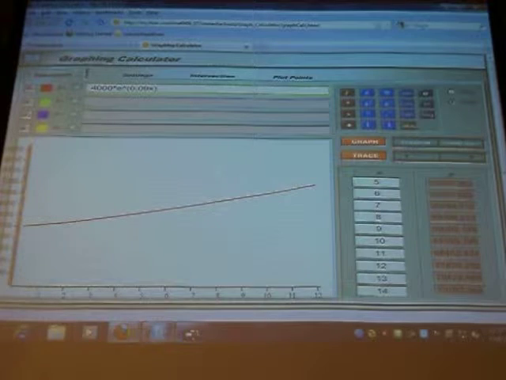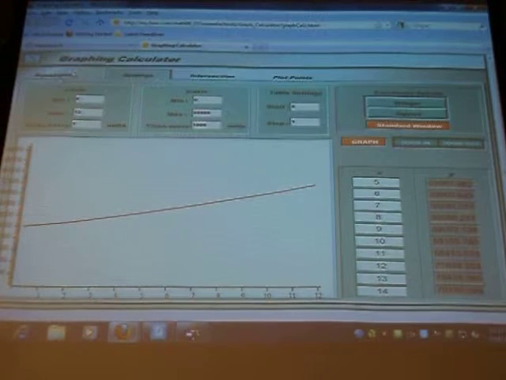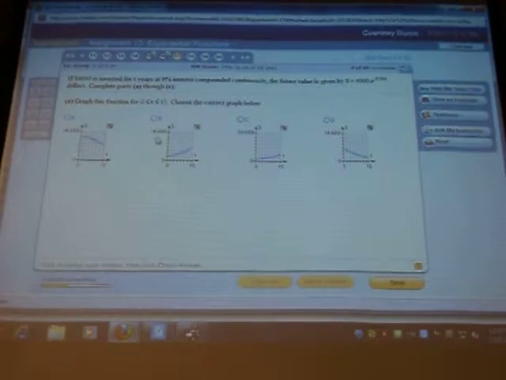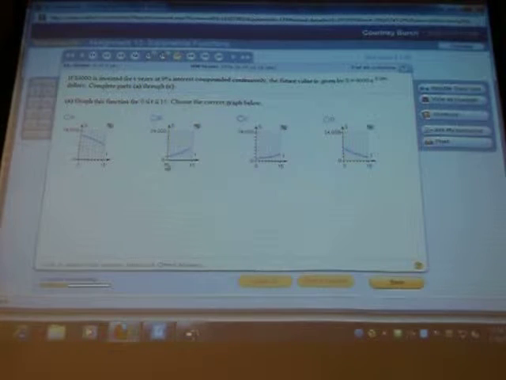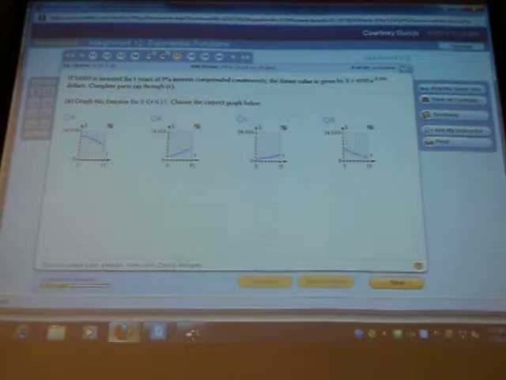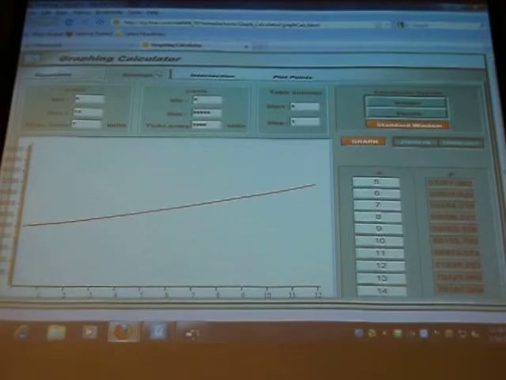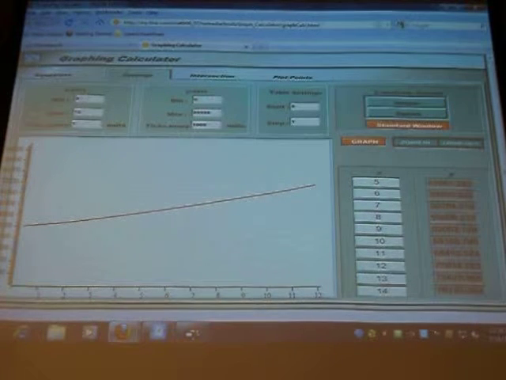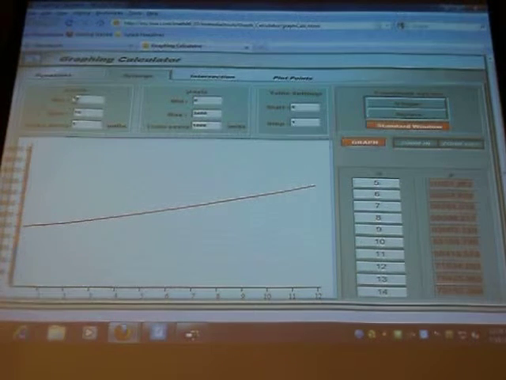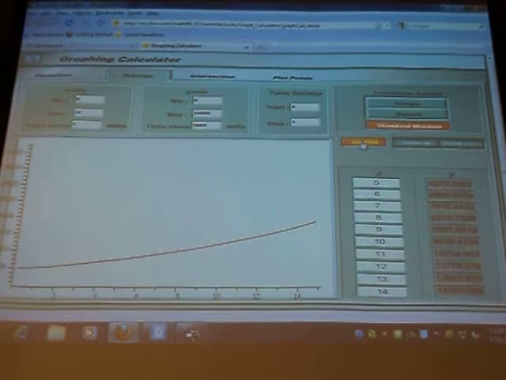Now let's look at what we need our window to be. It looks like for x they want 0 to 15, and for y they want 0 to 34,000. So make your window match their window. X is 0 to 15, y is 0 to 34,000. Okay, mine looks like that.